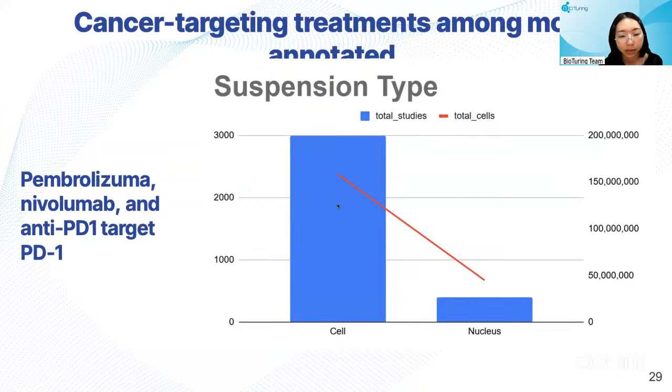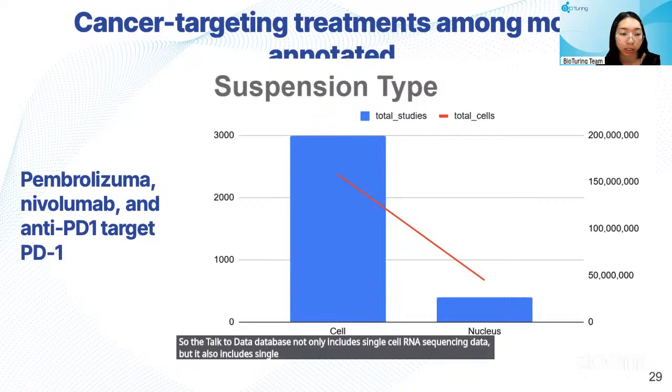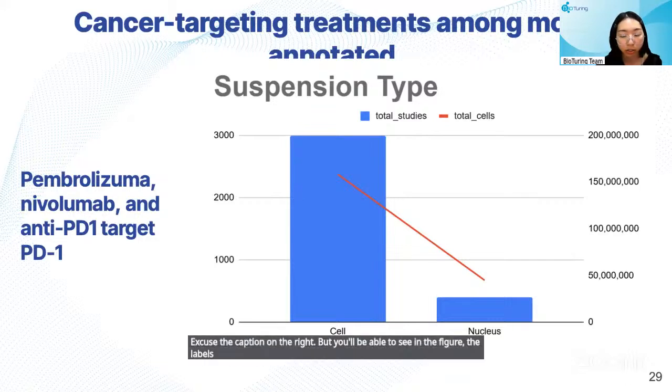Okay, next here. Some people might be interested in the suspension type as well. The Talk2Data database not only includes single cell RNA sequencing data, but it also includes single nuclei sequencing data. Excuse the caption on the right, but you'll be able to see the labels in the figure. We do have a large collection of single cell, but we are starting a collection of single nuclei data as well.